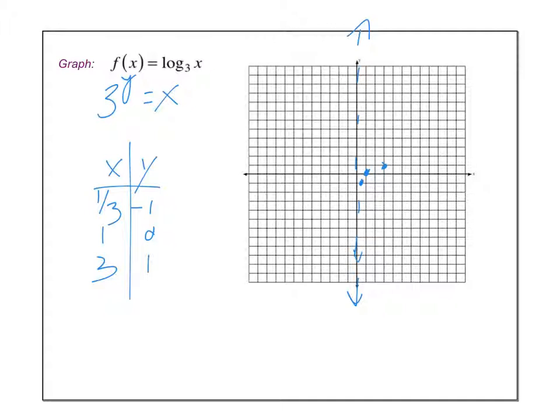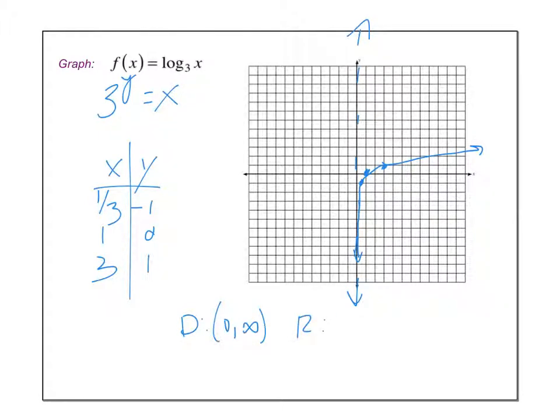This time opening the other direction because of the base. The base is larger than 1. The orientation is this way. As x values increase, y values also increase, whereas before the base was 1/3, in between 0 and 1. Therefore, as x values increase, y values would then decrease. So it opens up in a different direction. Doesn't really affect our domain or our range for that matter.